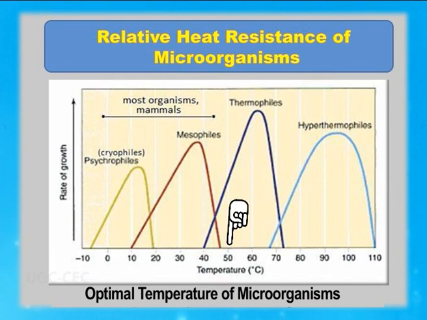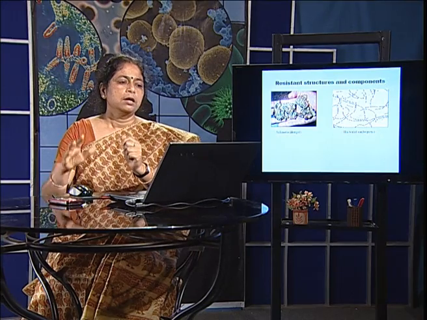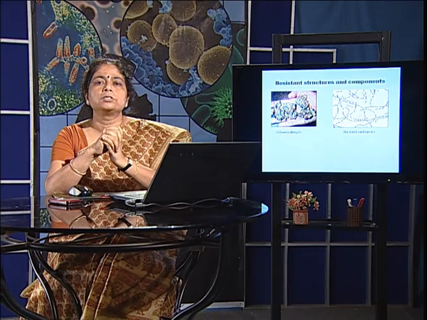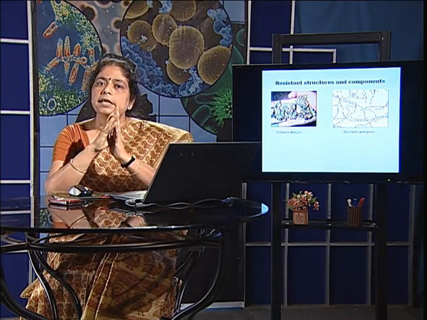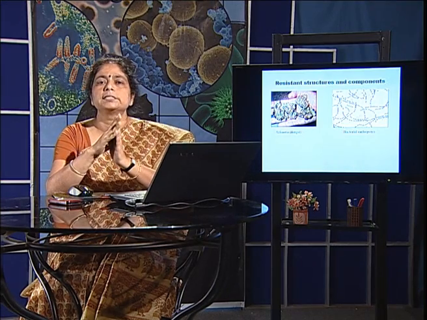However, there is another category of microbes which will survive, and that is thermophiles. Because that temperature, which is more than 50 degrees but less than 75 degrees, is the optimum temperature for the growth of the thermophiles. So the heat resistance decides how much amount of heat has to be given to a particular food item. Now there are many resistance structures and components present inside the microbial cells. They resist the high temperature that is given to them.